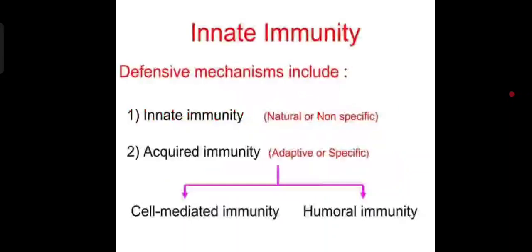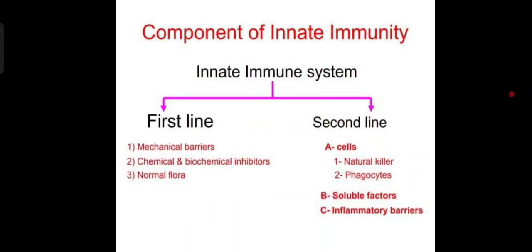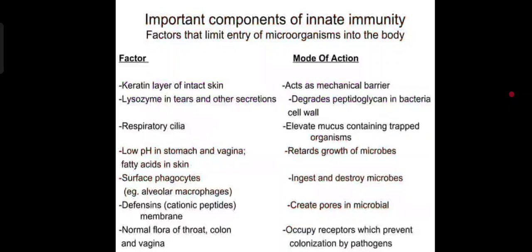Defense mechanisms include innate immunity, which is natural or non-specific, and acquired immunity, which is adaptive or specific, cell mediated or humoral. Innate immunity works in two ways. One is the first line, another one is the second line. First line: mechanical barriers, for example skin, chemical and biochemical inhibitors, nails and hair, and normal flora. Second line: natural killer cells, phagocytes, soluble factors, inflammatory barriers.